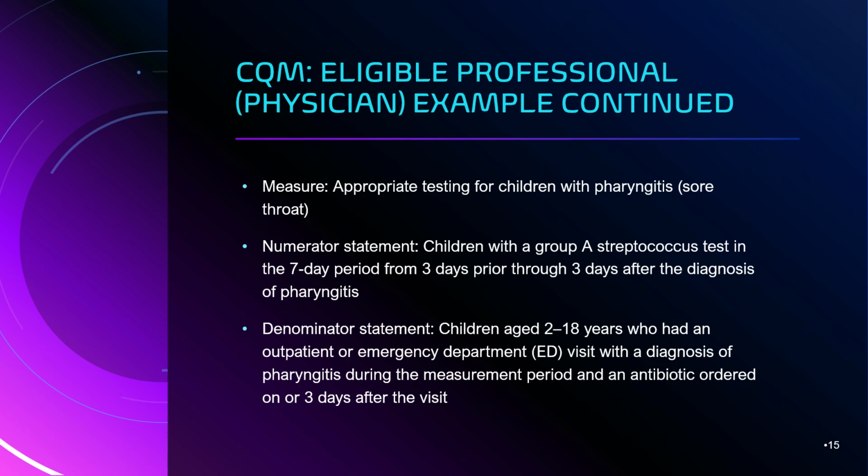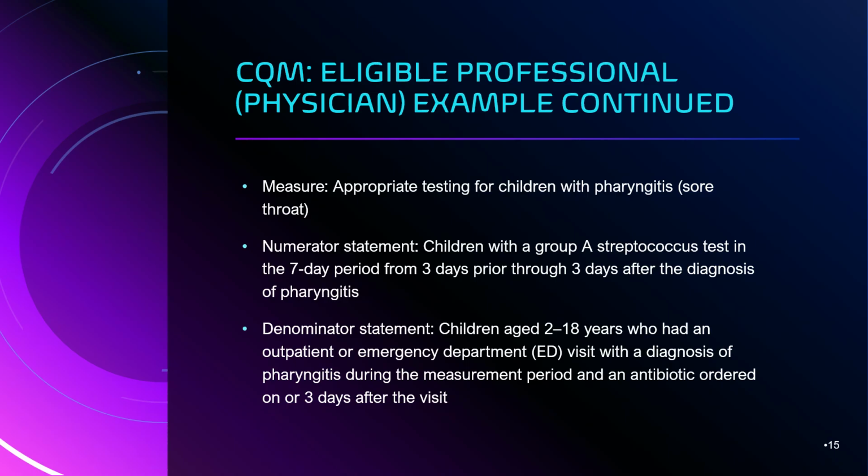The numerator is the subset of that group who met the quality target. Here, that means the number of those children who actually received a Group A streptococcus test within a 7-day window, 3 days before to 3 days after the diagnosis. So the quality measure is essentially a percentage of all the kids who got an antibiotic for sore throat and how many were actually tested for strep.